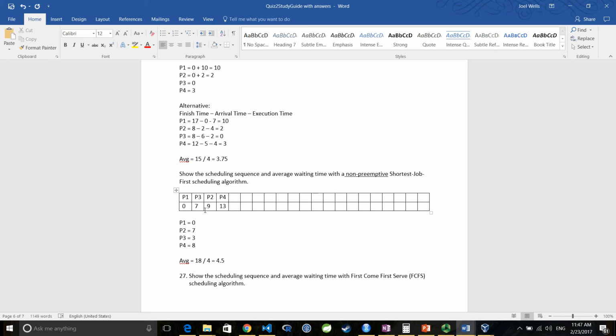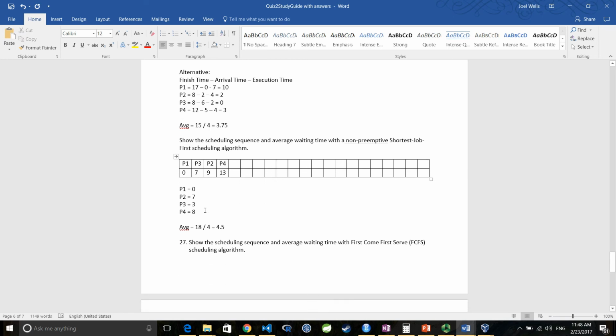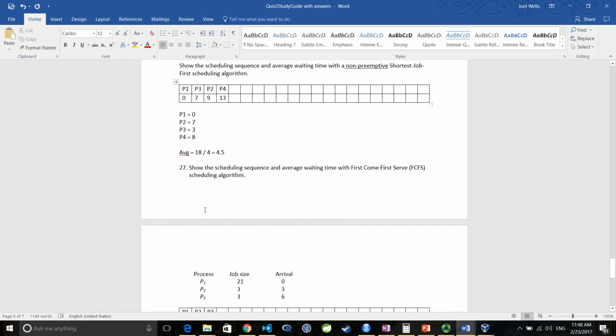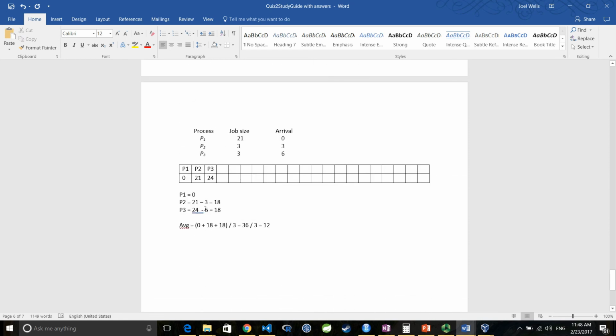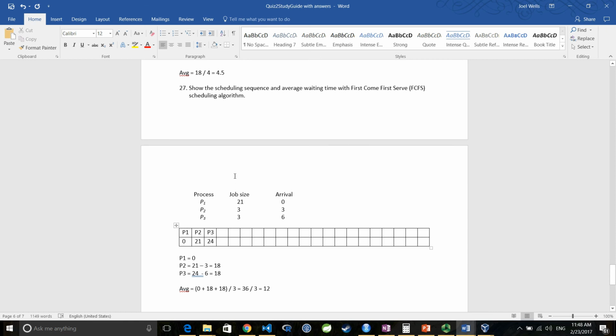And the average waiting time is just more of the same then. It's the same thing: make sure it's finish time minus arrival time minus execution time. You can see our wait time is a little higher because it's non-preemptive. And this is just more of the same in this last question. This is first come, first serve. I'm showing here the start times. So if you were to compute average waiting time, this is how you would do it. You end up with an average waiting time of 12.